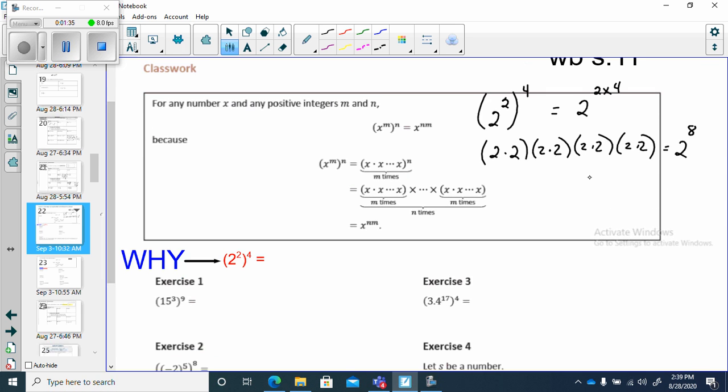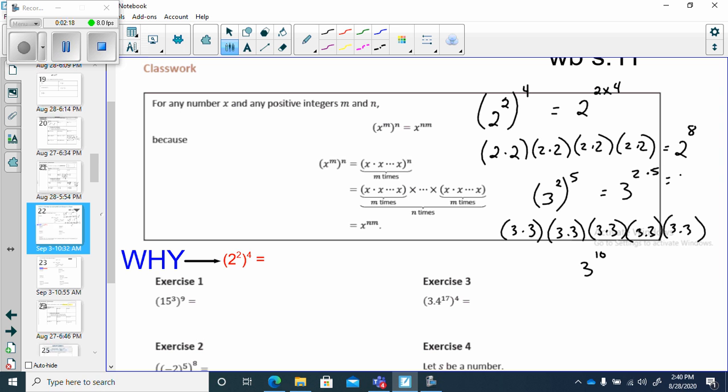Now, let's do one more of those. What if I had 3 to the 2nd power raised to the 5th power? 3 to the 2nd power would be 3 times 3, isn't it? I would do 3 times 3 5 times. 1, 2, 3, 4, 5. That is 3 to the 1, 2, 3, 4, 5, 6, 7, 8, 9, 10 power. Isn't that the same as saying 3 to the 2 times 5? That would be 3 to the 10th power.